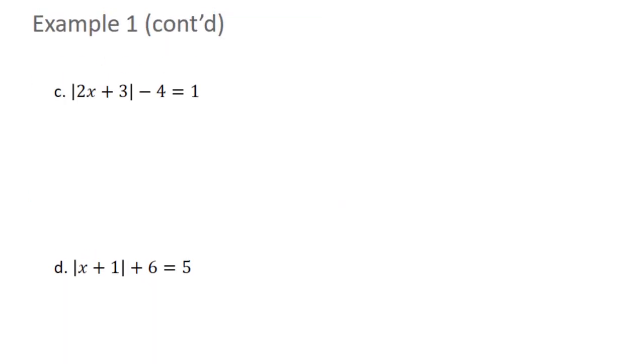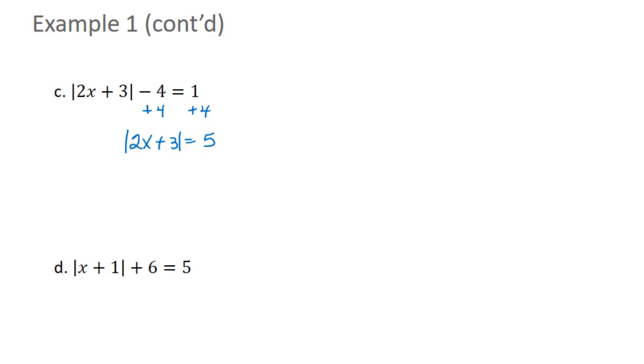Part C is the absolute value of 2x plus 3, then minus 4 equals 1. So remember our tip, we've got to clear the field, clear everything except for the goalpost. So I need to add 4 to each side to get the absolute value on the side by itself. That gives us the absolute value of 2x plus 3 is equal to 5.